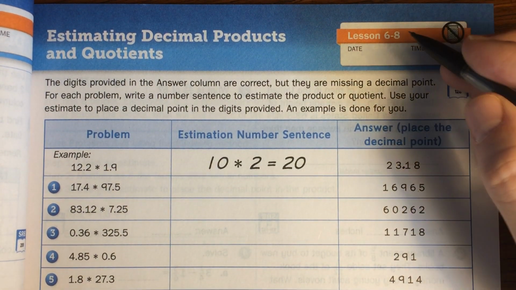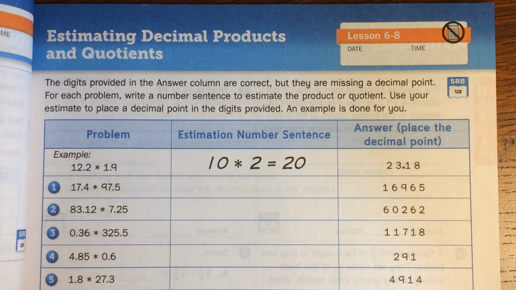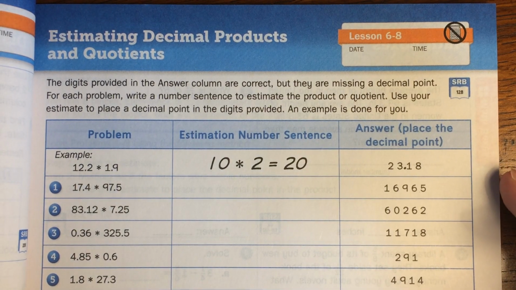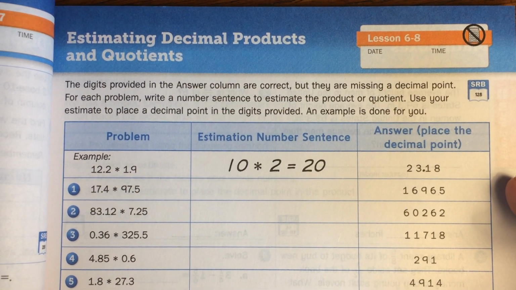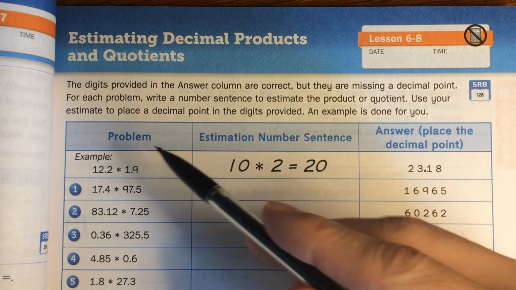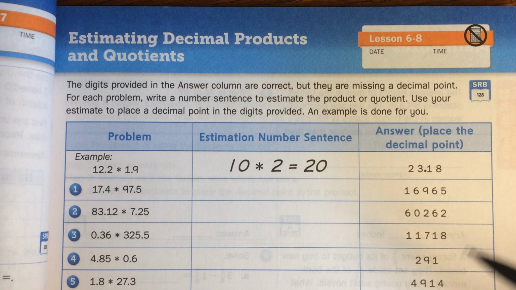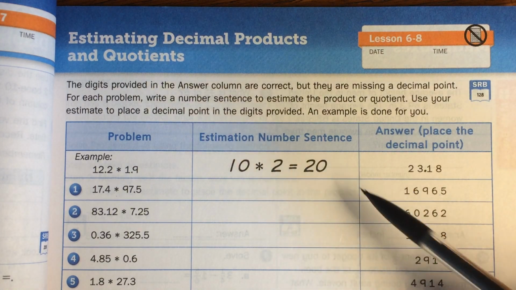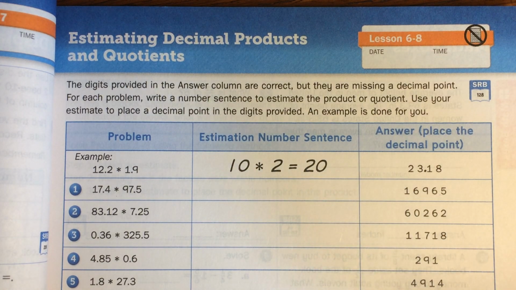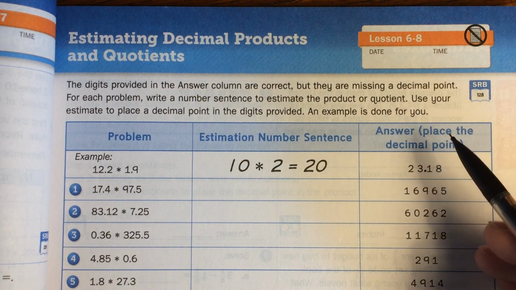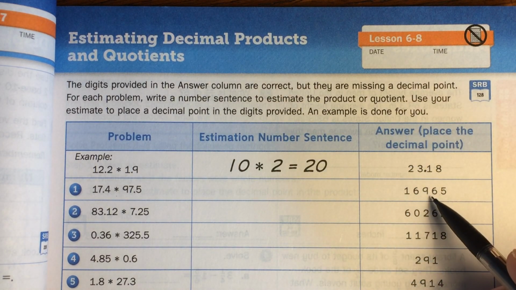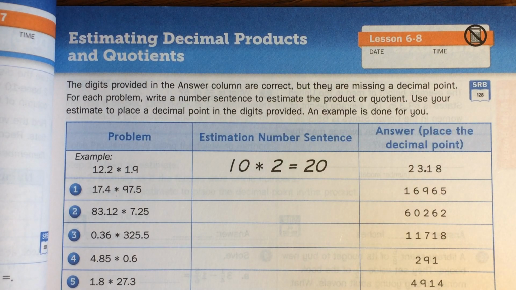This is lesson 6-8 for 5th grade, estimating decimal products and quotients. We're on page 217. Okay, today our focus is not going to be so much on actually solving these equations. It's going to be using an estimate to find out where our decimal place belongs. If you'll notice, they actually have the answers all filled out along the right-hand column.